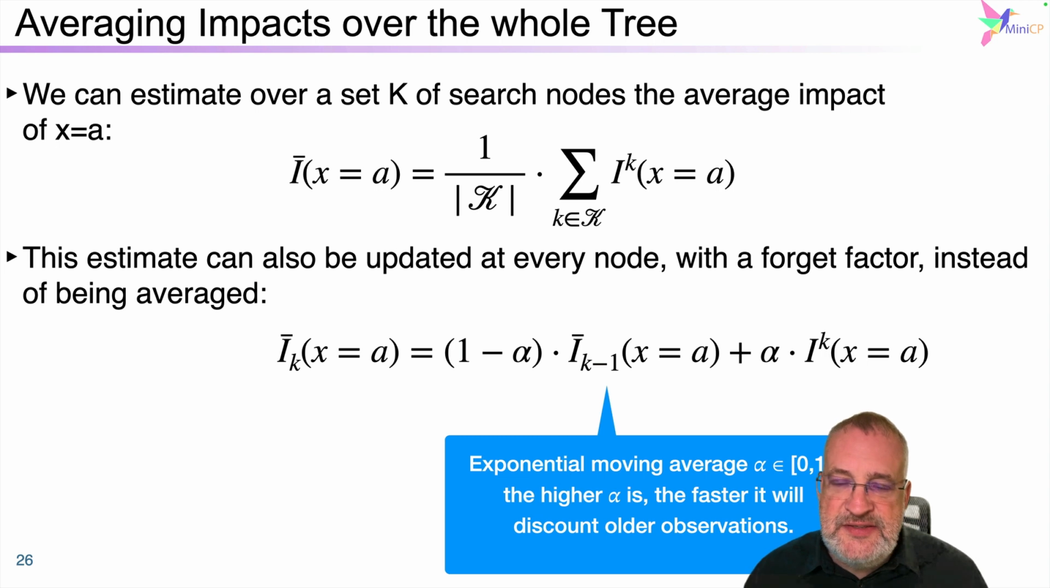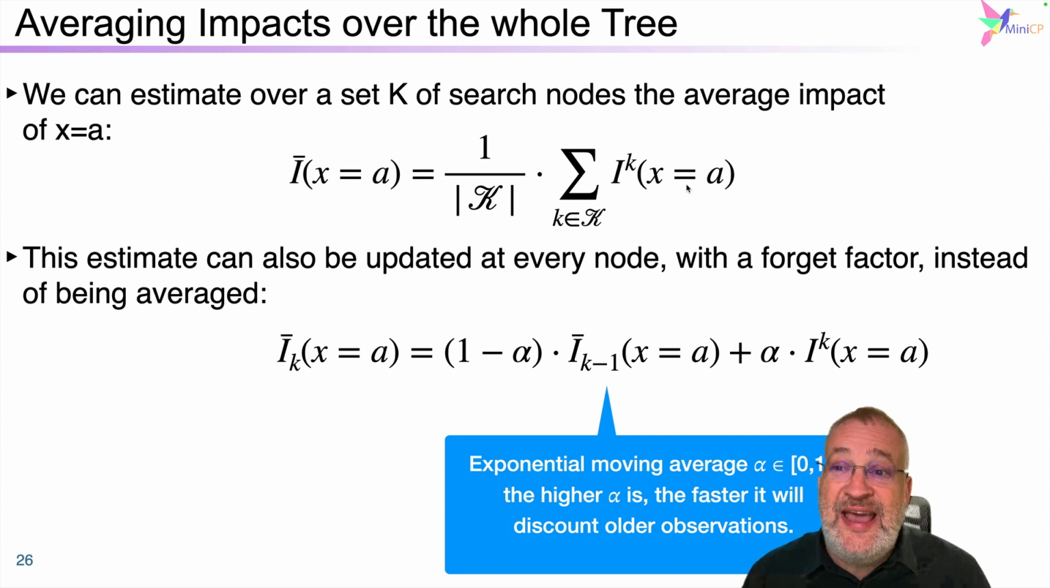Well, reality is that if we had a posteriori the entire tree, we could compute an average over all the nodes in the search tree of the impact for a specific decision. And that's what this formula is giving us. I bar is going to be the impact across the entire set of K nodes of the search tree. It's going to be the average, so it's 1 over the size of K, of the sum of the impact that you have for the decision x equal a.